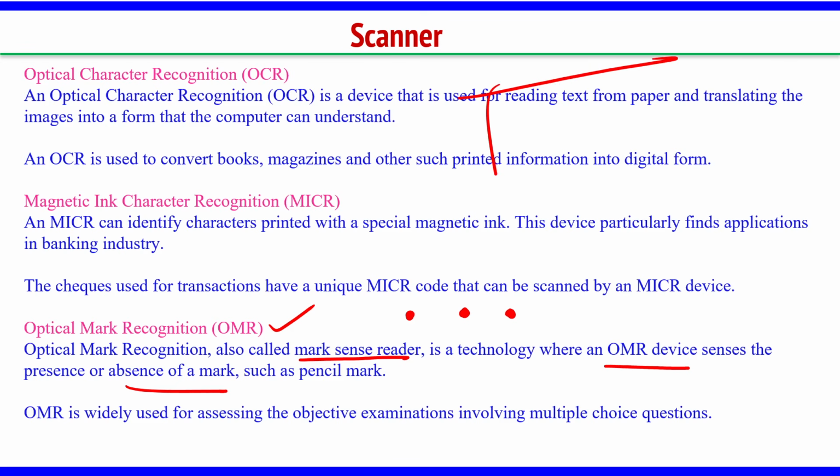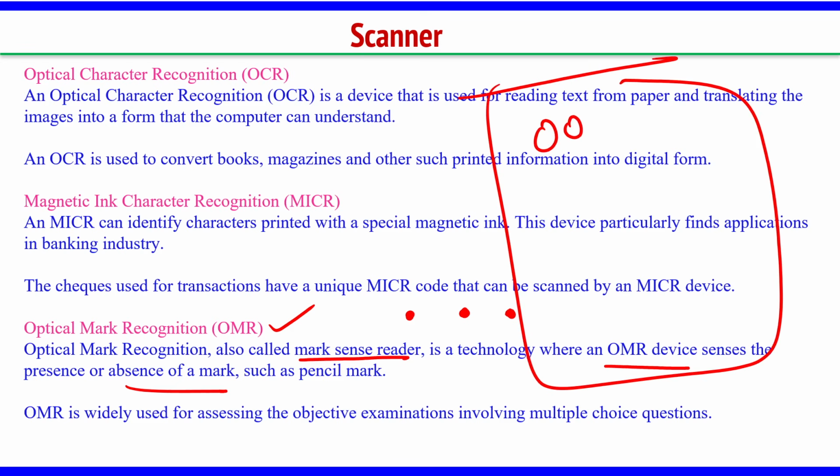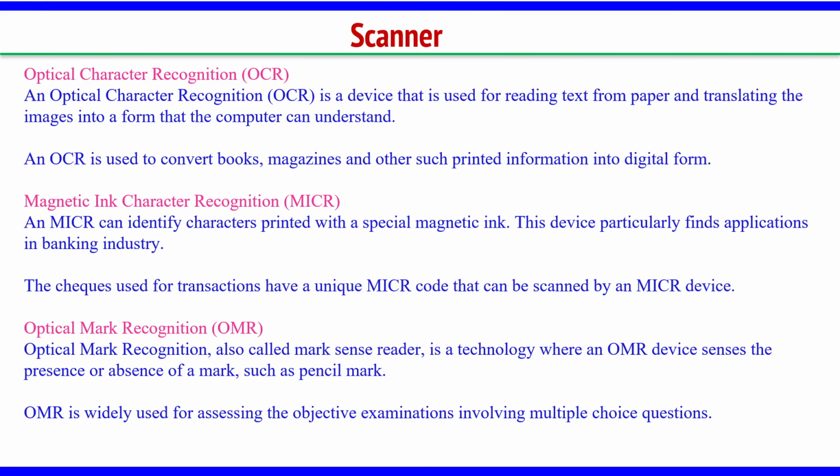So in some OMR, I think you might have heard, there will be 4 options for the first question, 4 boxes. If I circle this one, it becomes my option B. If I select this one, it becomes option D. So OMR is widely used in assessing objective examinations involving MCQs. So 3 types of scanners: OCR, MICR and OMR.